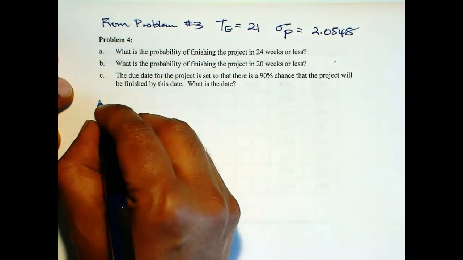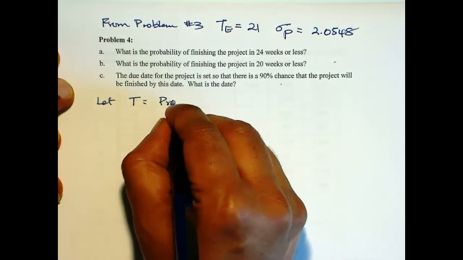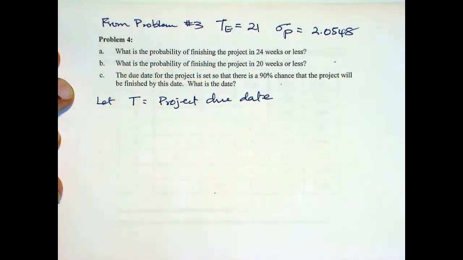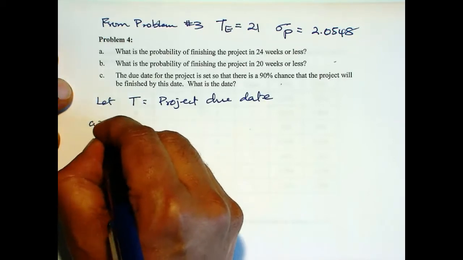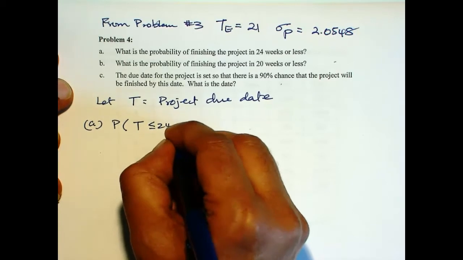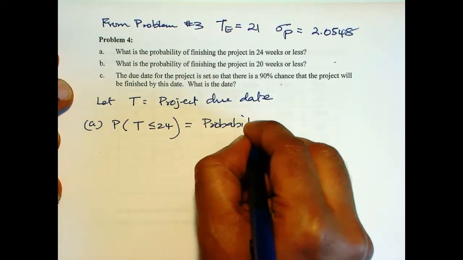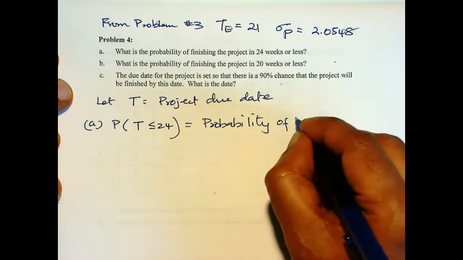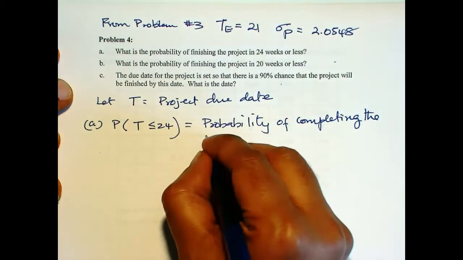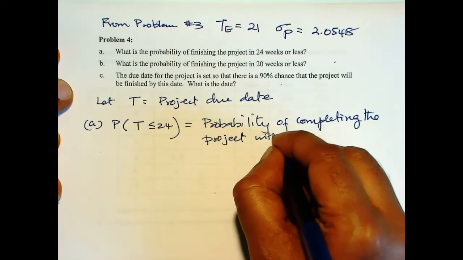So let's say we'll call T as the project due date. Okay, so what we want here is T less than or equal to 24. Okay, so this is the probability of completing the project within 24 weeks.